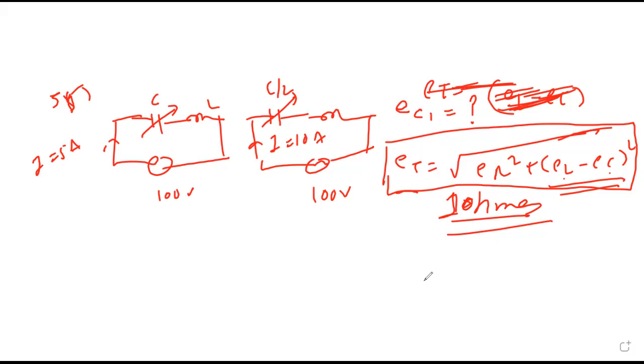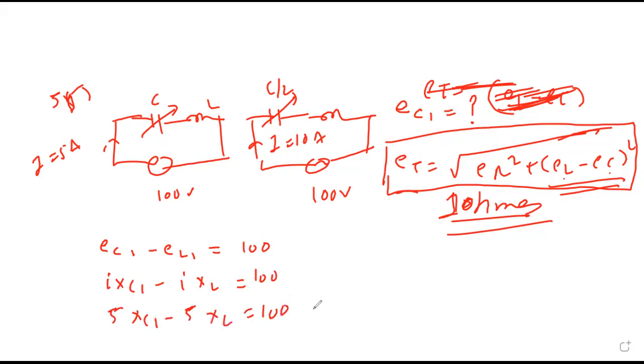Done, sir. 10 times written. Yes, sir. So from here, voltage across capacitor in first case and voltage across inductor, there is no first or second because it is constant. Let EL minus EC be 100. That means I into XC1 minus I into XL equals 100. So I is 5, 5 into XC1 minus 5 XL equals 100, equation 1.